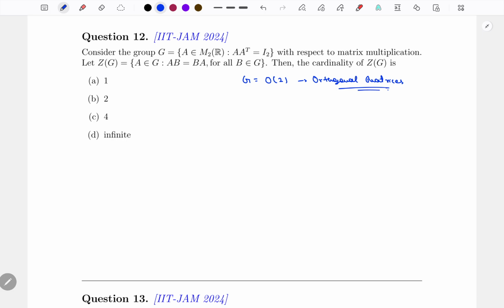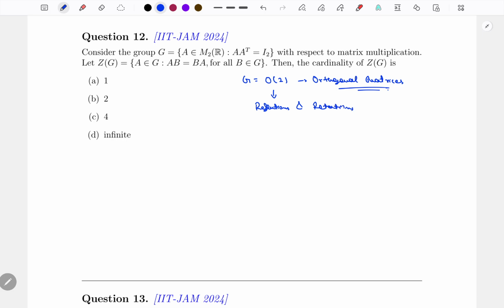Fine, nevertheless, that is not our concern at this point. So we are given this with respect to matrix multiplication, and we are given the center of it. So we are being asked what is the cardinality of the center. Okay, so typically the collection of all orthogonal matrices, these are typically reflections and rotations.